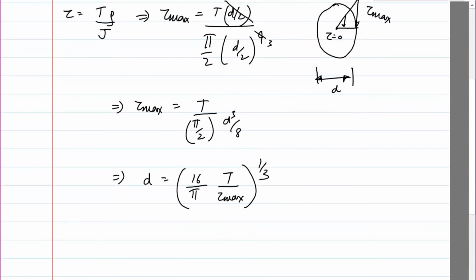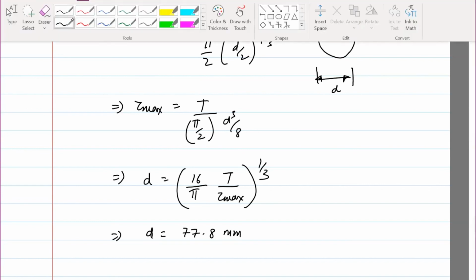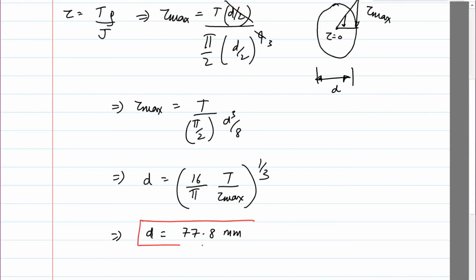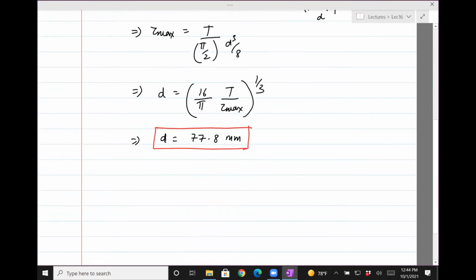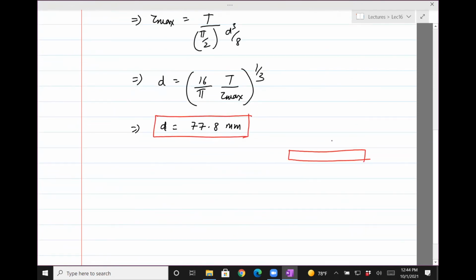Right, just moving things around. Turns out that D is 77.8 millimeters. It's just like a free body diagram. So think of it this way. You have a beam, you cut it, right? So then you'll have V and V.